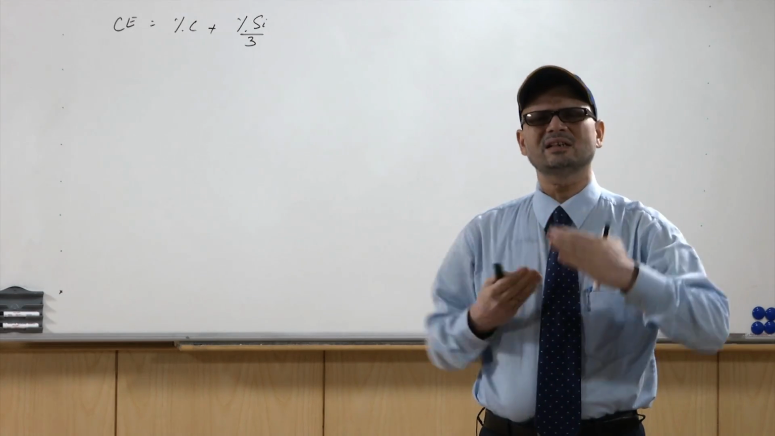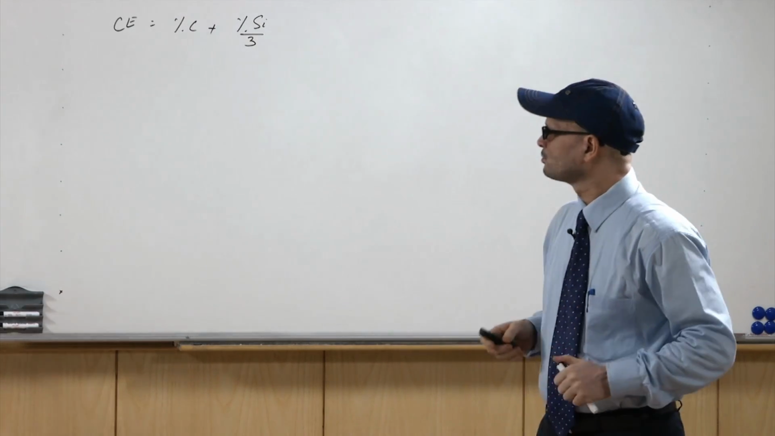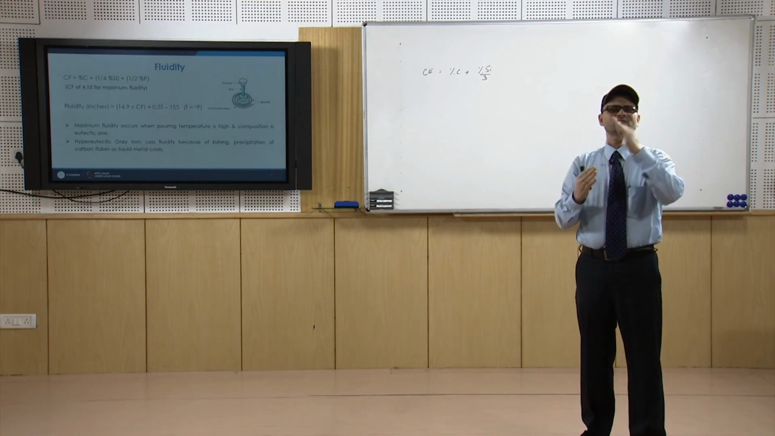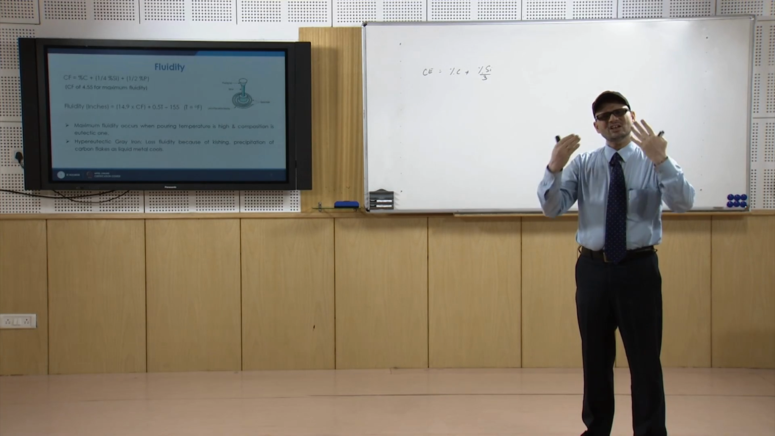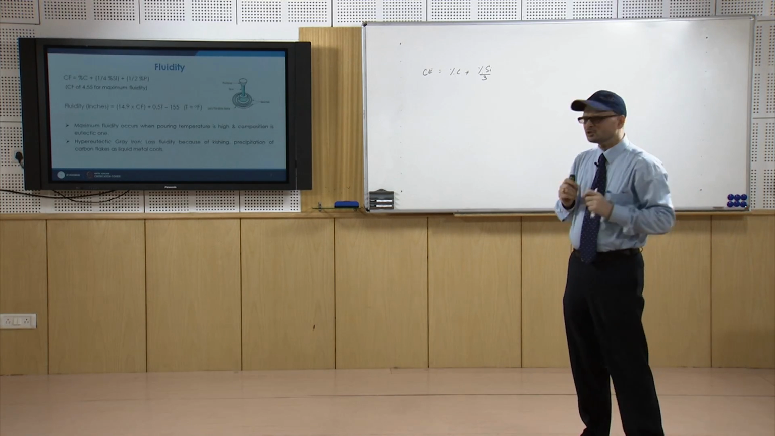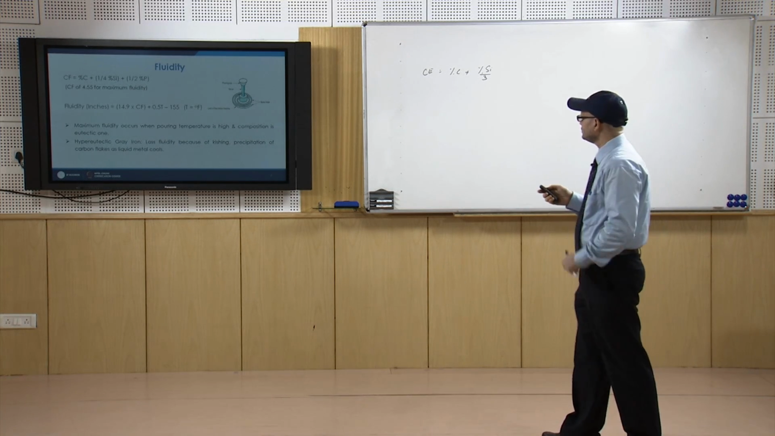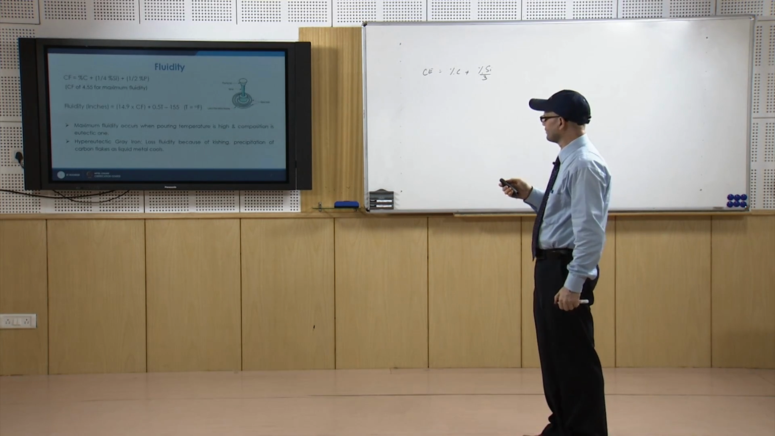There are many factors which affect the fluidity, and in cast iron, if it is of eutectic composition, its solidification mechanism is just like that of a pure metal. So for that, fluidity is better. Now, for finding the fluidity there are a few terms.